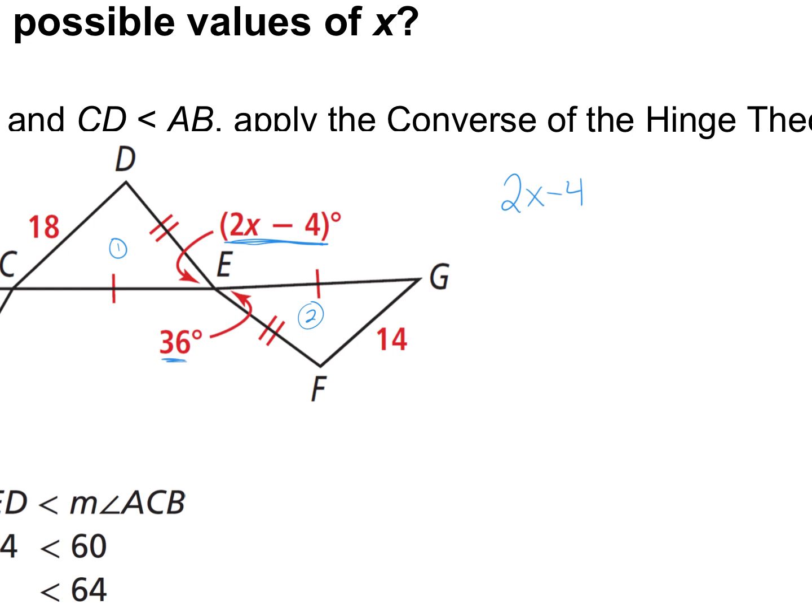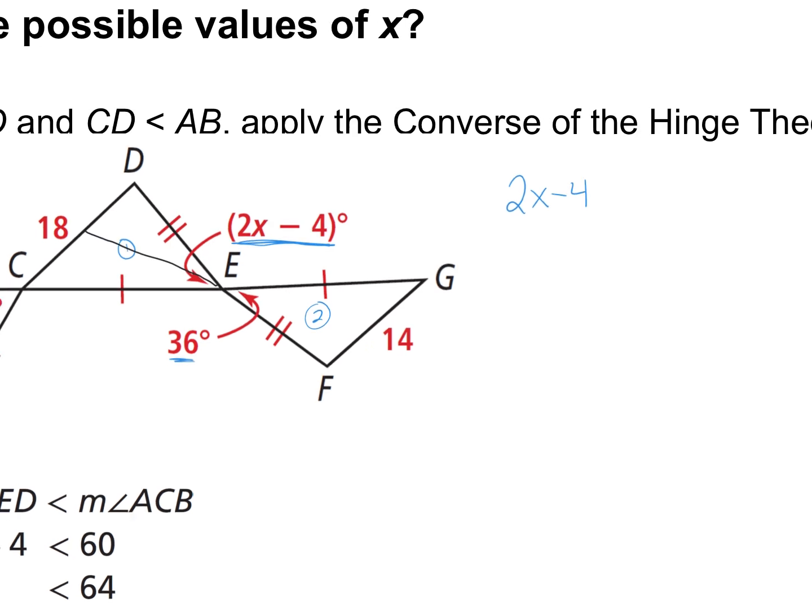So if I look at this, 2x minus 4, what's its opposite side? 18. What's 36's opposite side? 14. So which one is bigger? Right, because 18 is the largest side. So that means 2x minus 4 is greater than 36.